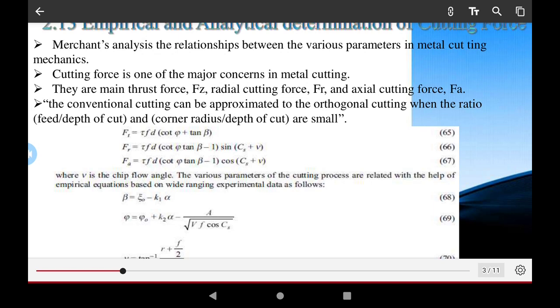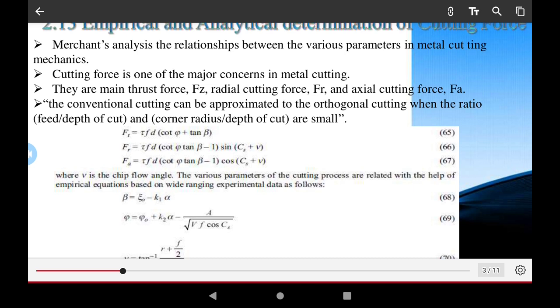Simplifying the values for the horizontal forces, radial cutting forces, friction forces, and axial cutting forces, FA. The conventional cutting can be approximated to the orthogonal cutting operation in the analysis of force according to the merchant circle, such that the depth of cut and corner radius are small.